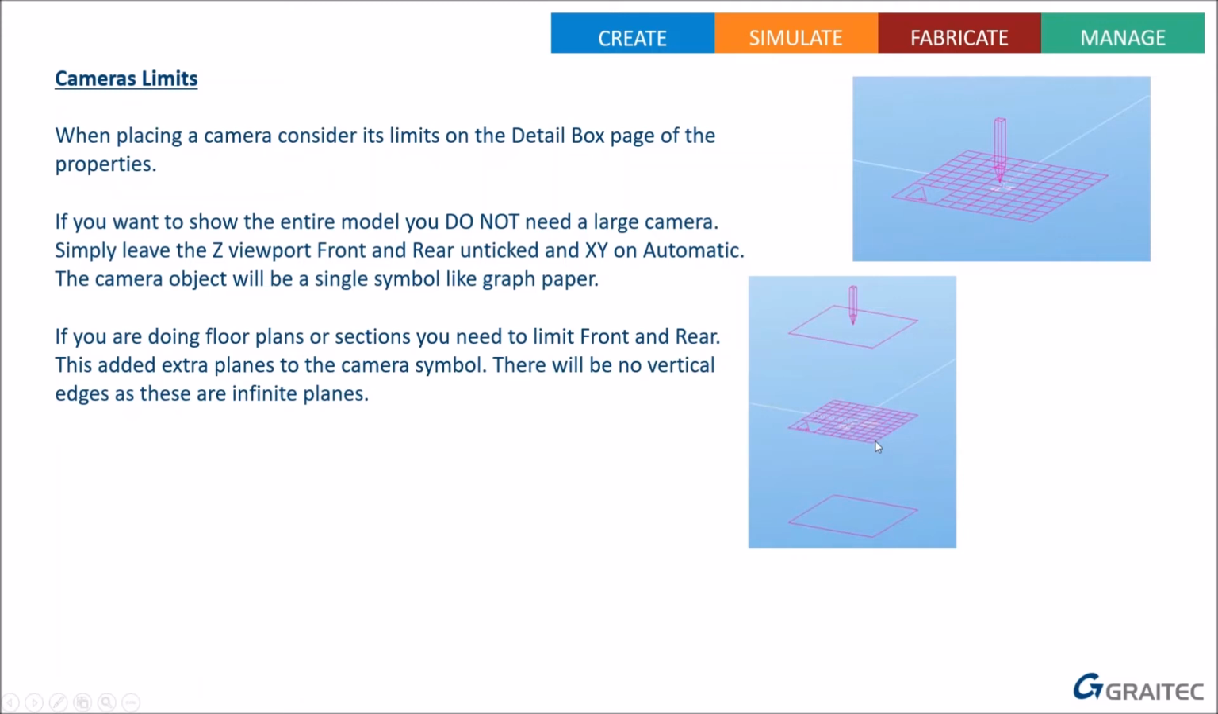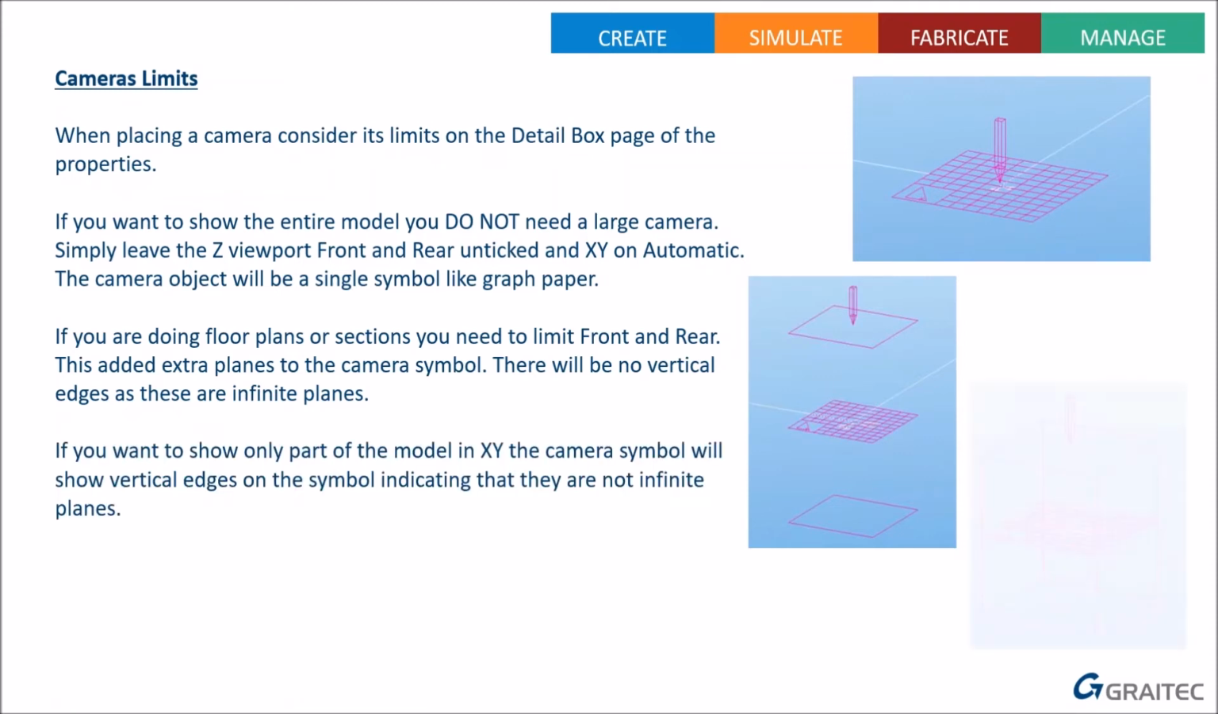So again, you don't have to have an enormous camera to show the whole floor, just set the front and rear. But then sometimes you do want a small close-up of certain areas, like a base plate detail or a single joint. So if you're going to limit the X and Y direction, then the camera gets vertical edges on it as well, as soon as you change X and Y from automatic to something else. So these vertical edges are telling you now this camera is literally restricted to exactly what's inside that box.